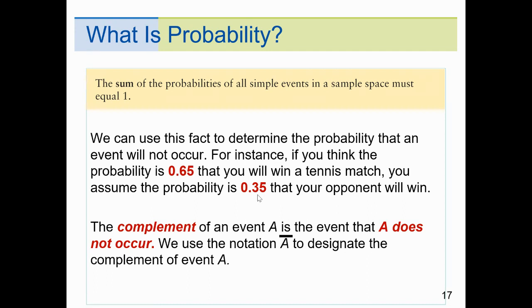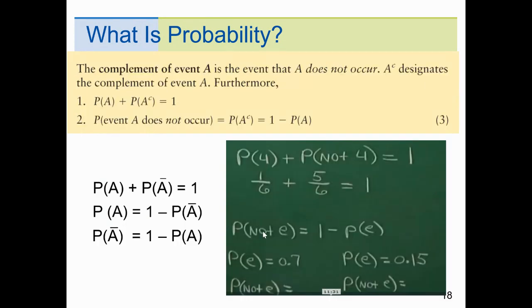This is called a complement. The complement of an event A is the event that A does not occur. We signify this with an A with a bar over it. It's called the complement of A. The complement of A is the event that A does not occur. Now, some textbooks use an A with a superscript C. Our textbook uses the A with a bar over it, not this little C.